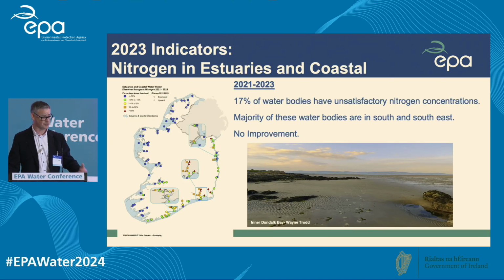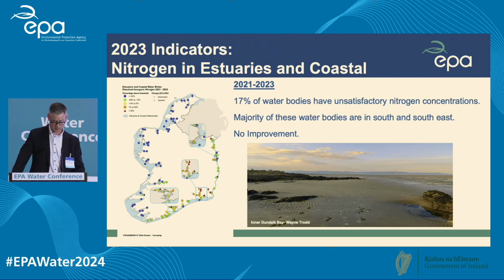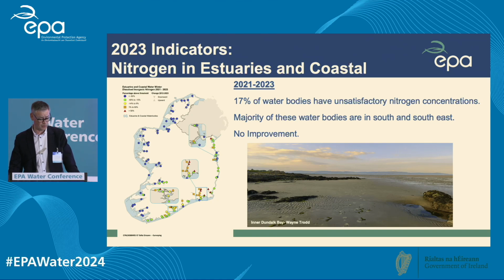Then to complete the picture on nitrates, in our estuaries and coastal waters, there's a map there. I'm not sure how clear it is on the big screen. But you can see your oranges, yellows and reds, that 17% of our water bodies have unsatisfactory nitrate concentrations in our marine and coastal waters. And they're all down in the south and the southeast and some on the east coast. That's matching up with what we're seeing with our rivers and our groundwaters as well. Unfortunately, it's a picture of no improvement. We're not seeing the dial shifting where we need it to. Things just aren't getting better.